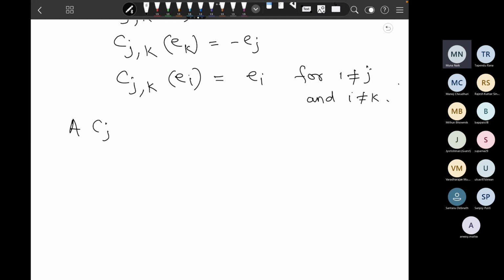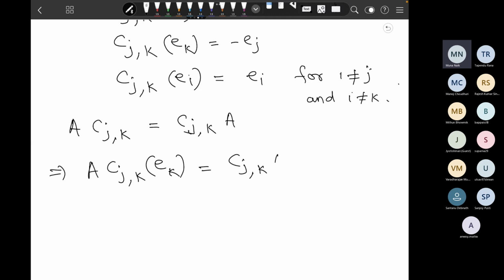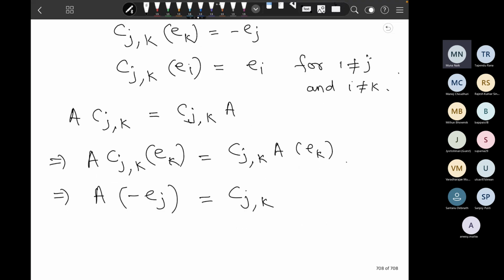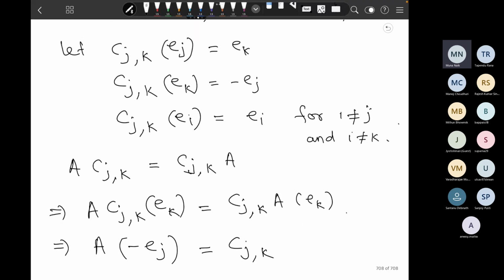So A Cj,k is equal to Cj,k A. This implies, let us take Ek, that A Cj,k Ek is equal to minus A Ej. You can work with Ej also, there is nothing different. So A Cj,k Ek is equal to minus Ej. So Cj,k A Ek is equal to what? μk Ek, right?